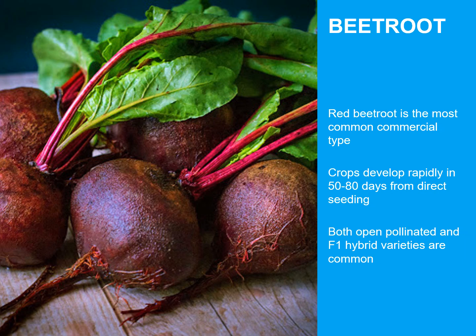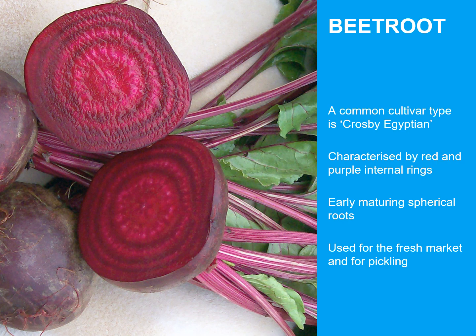Red beetroot is the most common commercial type of beetroot grown. Crops can develop rapidly in about 50 to 80 days from direct seeding, and both open pollinated and F1 hybrid varieties are common commercially. One particularly common cultivar type is often referred to as the Crosby Egyptian type. This is characterized by its red and purple internal rings, which you can see in this slide, and early maturing, spherical, very round roots. It's typically used for the fresh market and also for pickling.